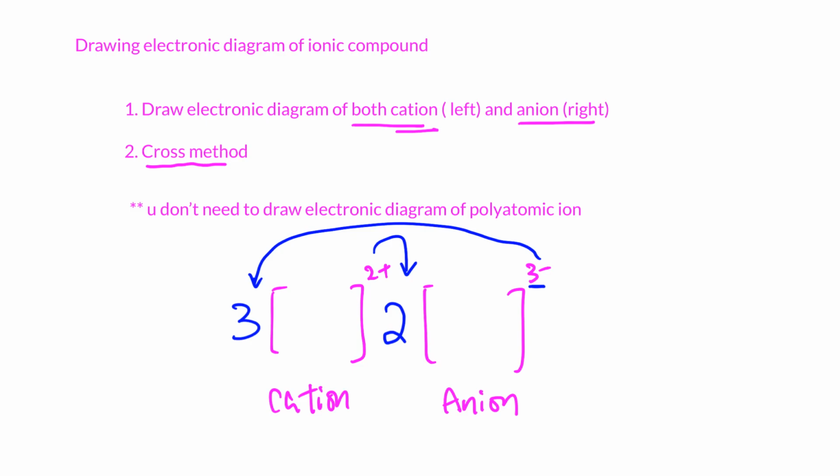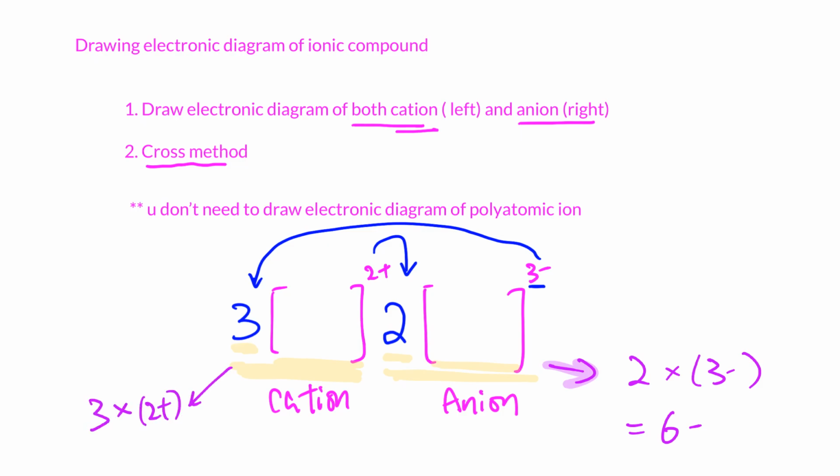So what does that mean? If you write 3, this cation, it means that we're going to have 3 of them. If you write 2 by the anion, that means I have 2 of this kind of anion. So if you pay attention to the charge, I have 2 of the 3 negative, so in total that will be 6 negative. If you have 3 of the 2 positive, in total that will be 6 positive. So you see that the charges on both sides should be neutralized, and as an ionic compound it has to be electrically neutral.